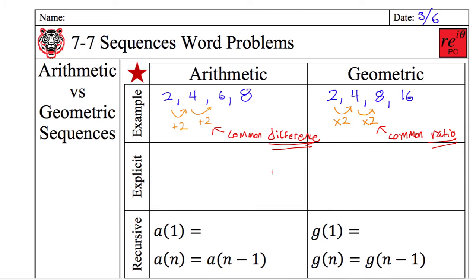All right. So that was fun. Now let's talk about the explicit formula. Let's get some review in here. What is the explicit formula for an arithmetic sequence? If I have A for arithmetic, A of some term, this is going to be the term number. So I'm on the nth term. How do I find the nth term? A of n is equal to what?